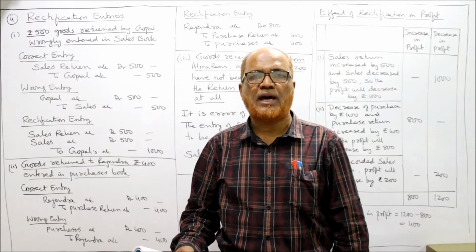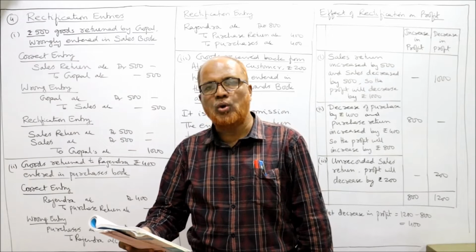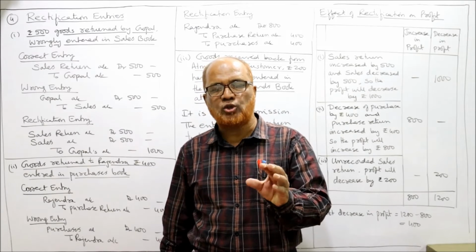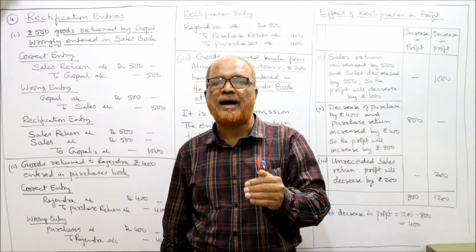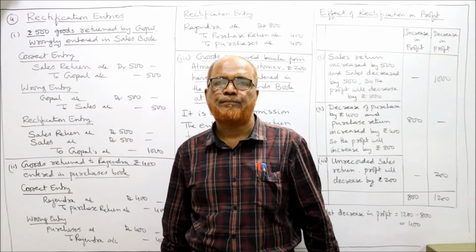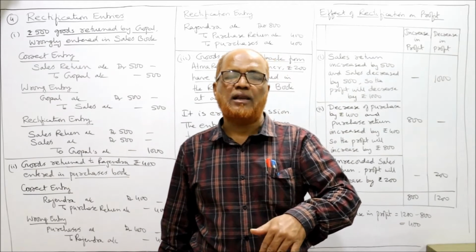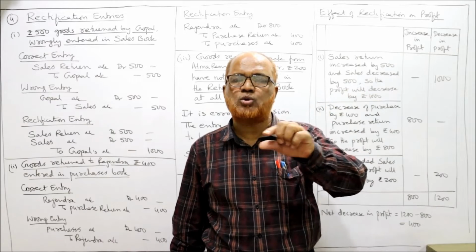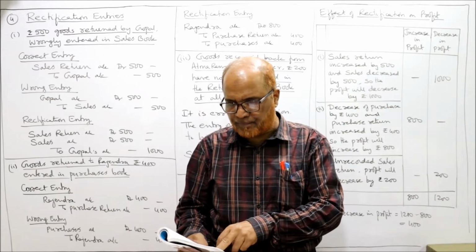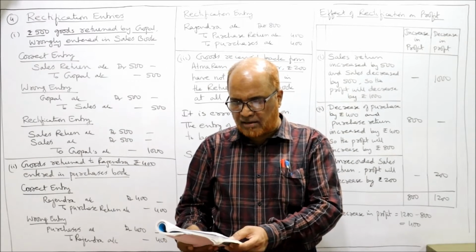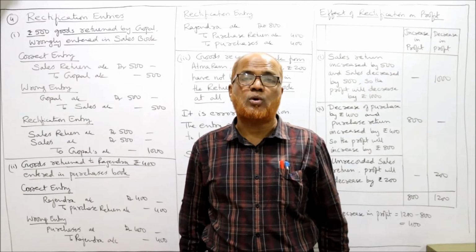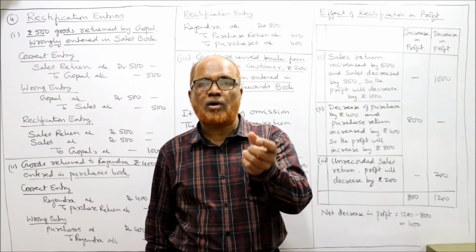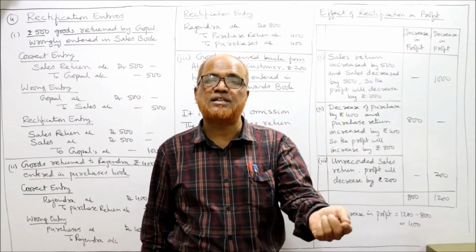So first of all, the errors. The first error is goods worth rupees 500 returned by Gopal. When goods are returned by Gopal, it's a sales return. The correct entry will be sales return account debit to Gopal account. But the error is that it was entered in the sales book, so by mistake this entry was recorded in the sales book instead of the sales return book.